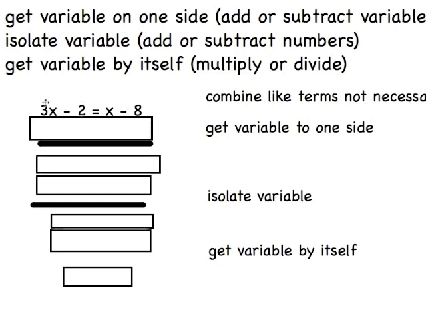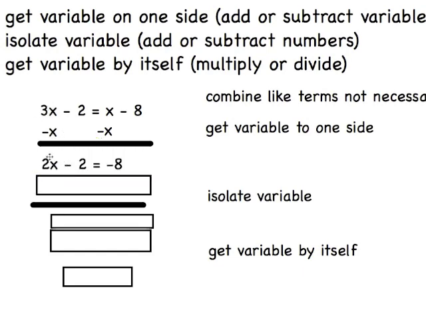As you notice, we have 3x's on the left and 1x on the right. We want to get rid of the 1x on the right, so in order to get rid of it, we would have to subtract it on both sides. Notice we're subtracting the x from an x and the x from this x. We do not do it to the numbers since we cannot combine an x with a number. So if we have 3x minus x, we get 2x. So we have 2x minus 2 equals the negative 8.